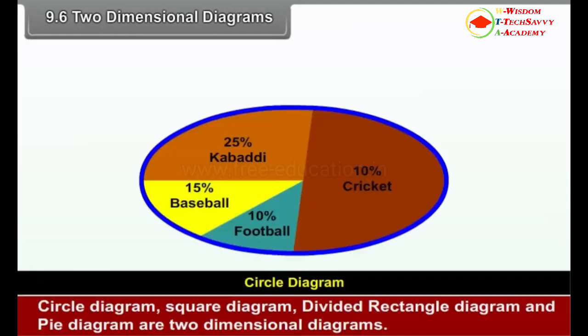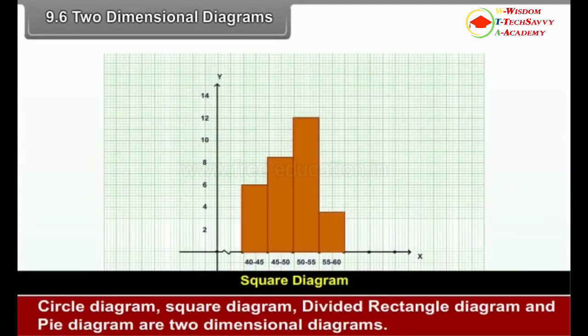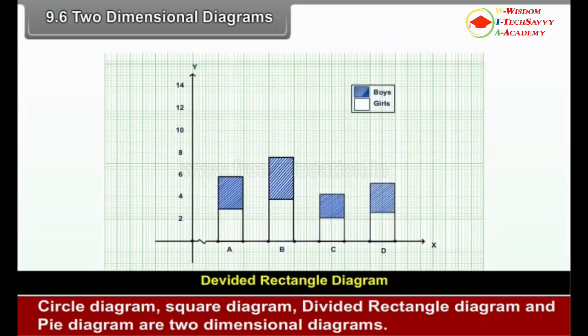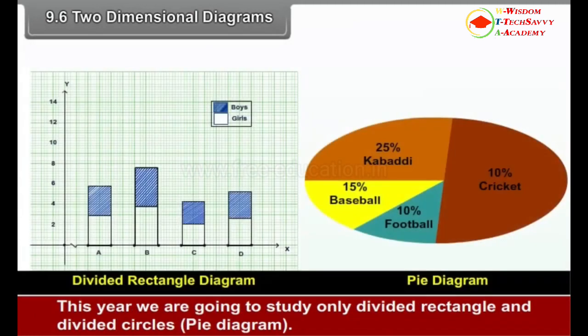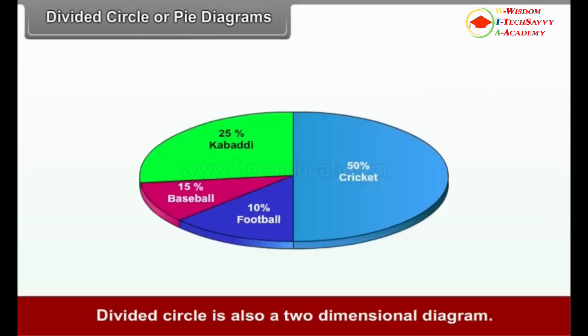9.6 Two-dimensional diagrams. Circle diagram, square diagram, divided rectangle diagram and pie diagram are two-dimensional diagrams. This year we are going to study only divided rectangle and divided circles, that is pie diagram. Divided circle or pie diagram. Divided circle is also a two-dimensional diagram.